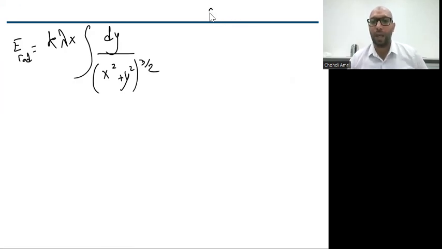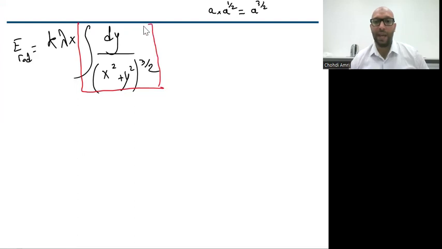Why 3 over 2? Because a multiplied by a to the power 1 over 2 will be equal to a to the power 3 over 2. What does a to the power 1 over 2 mean? It means the square root of a. So when you reach this step, you are almost done, because this integral is given. But before, our charge can vary from where to where? The charge can vary from minus a to plus a. So this is our integral, and as I said, it's given.